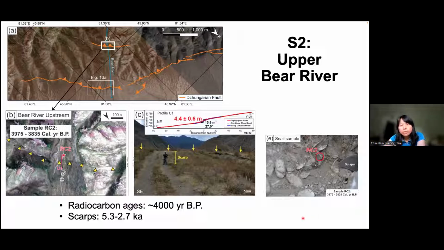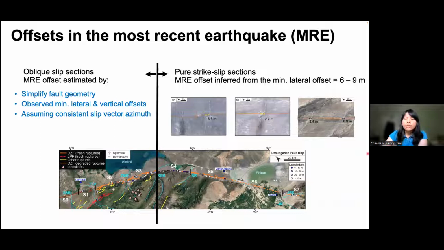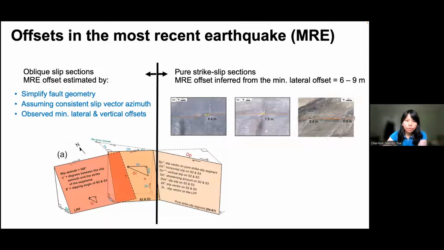Now we can use the information mentioned above for estimating the most recent event offsets for sections 3 and 2. Different from directly taking the smallest offsets for the pure strike-slip sections, we calculate the most recent earthquake offsets in the northern sections by simplifying the fault's geometry into one fault plane first.